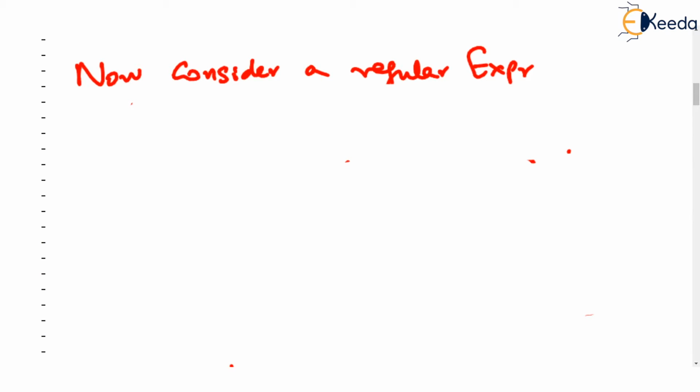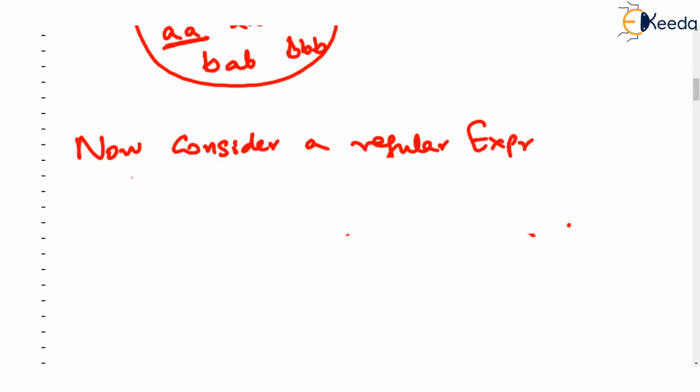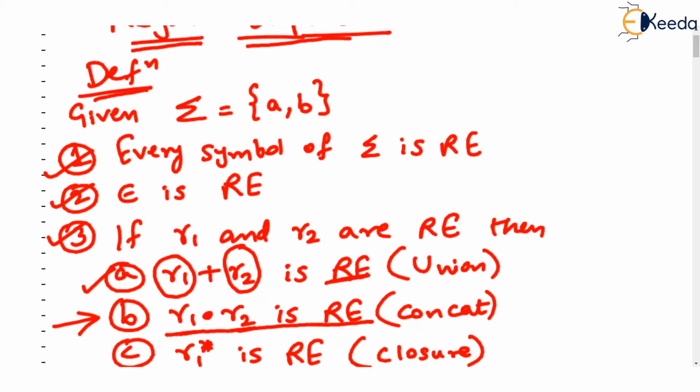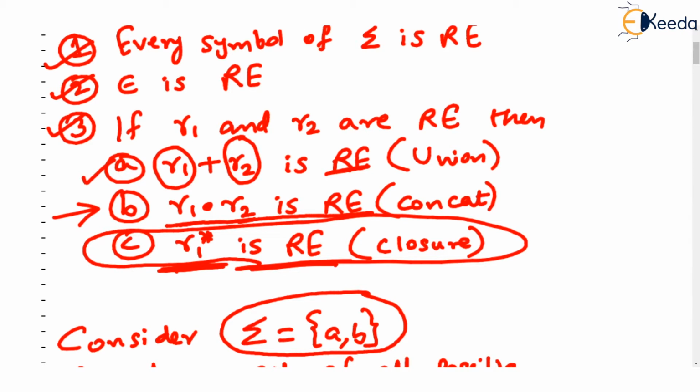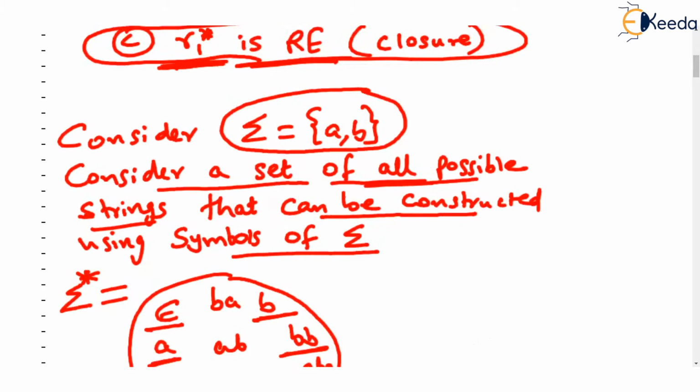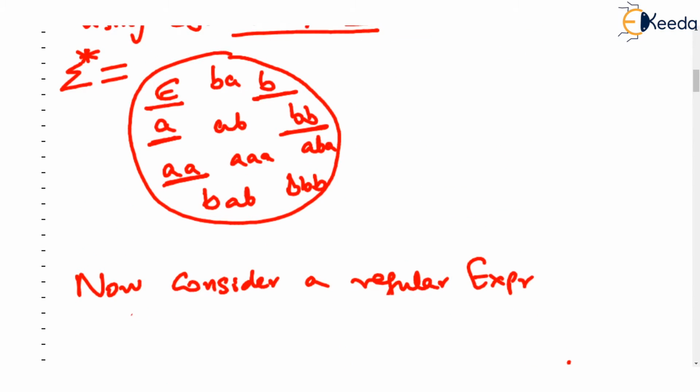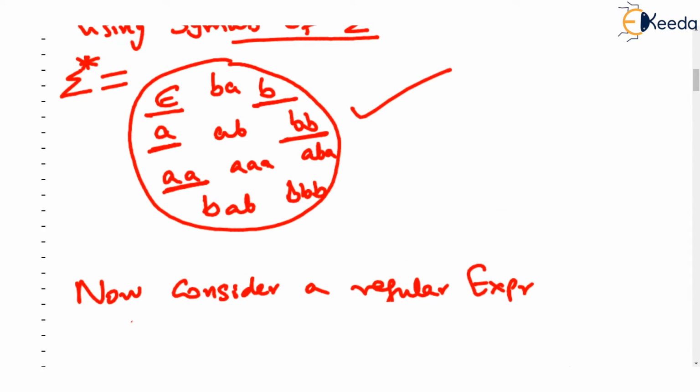What was the basic definition? Let's go on top here. The third point was that if R1 is a regular expression, then R1 asterisk itself is a regular expression, and this is called closure. This is very interesting. Now what this means is that suppose we have sigma star as all strings made up of A and B, and if I have a regular expression as A star, now notice A itself is a regular expression.